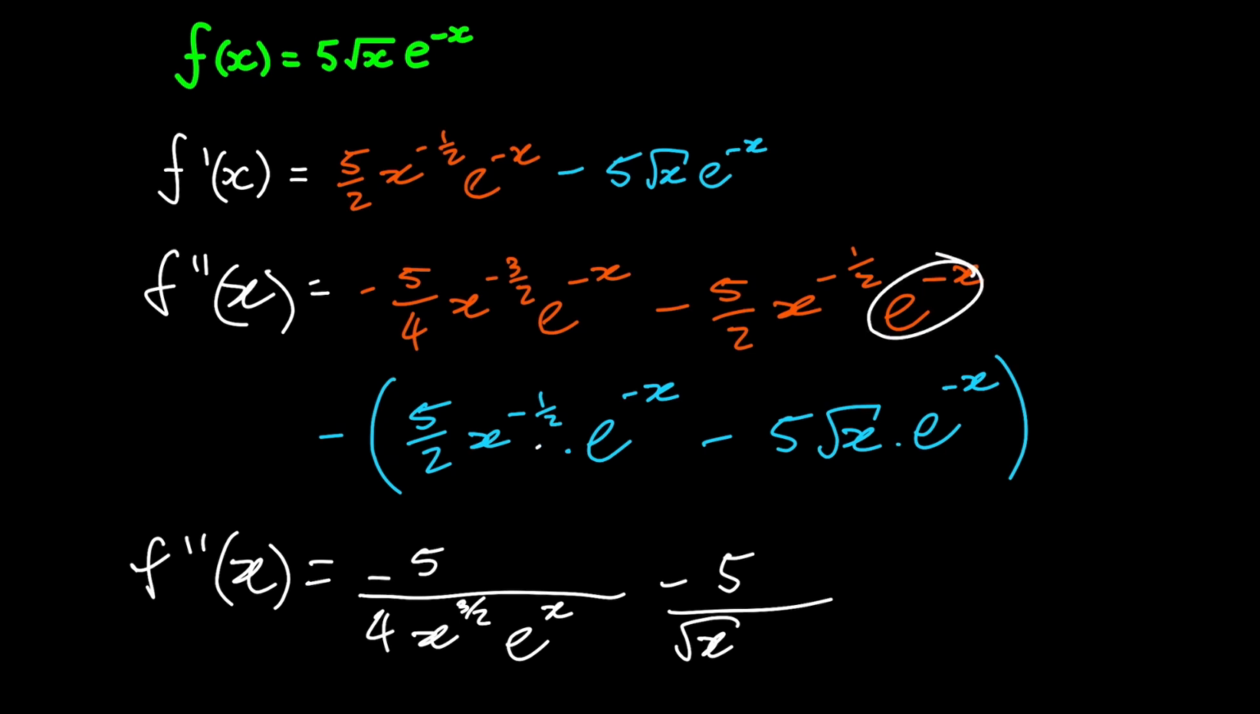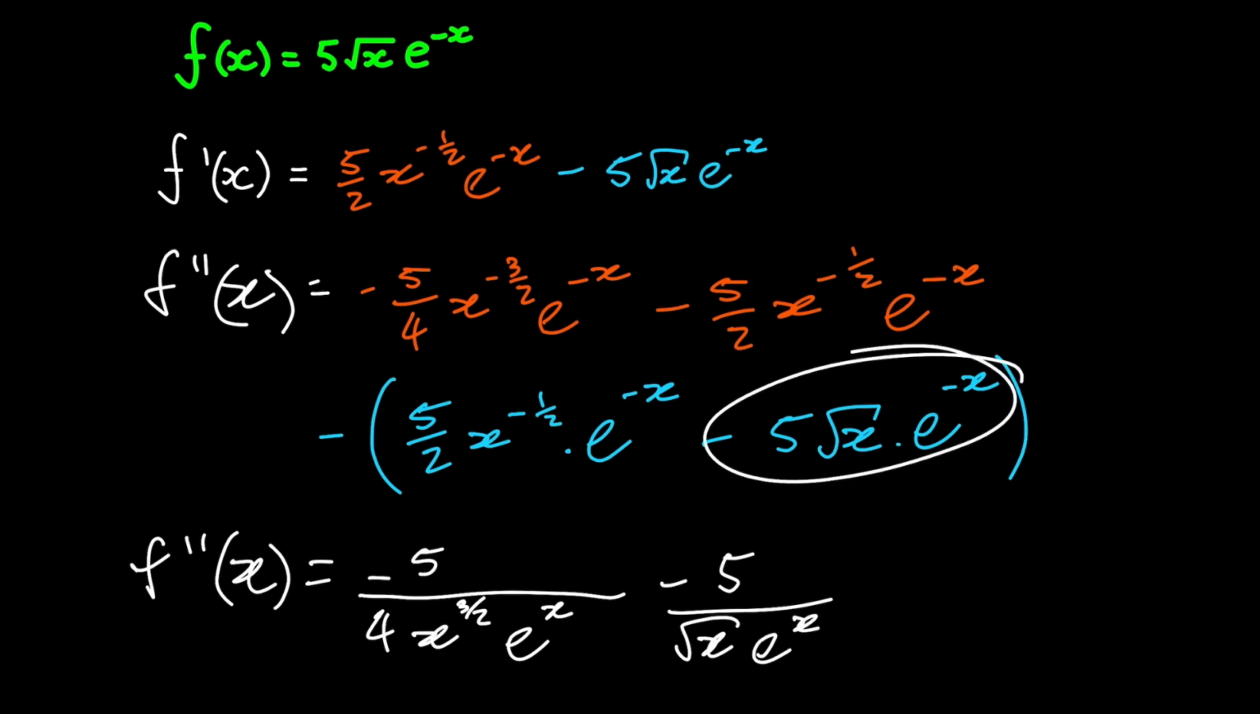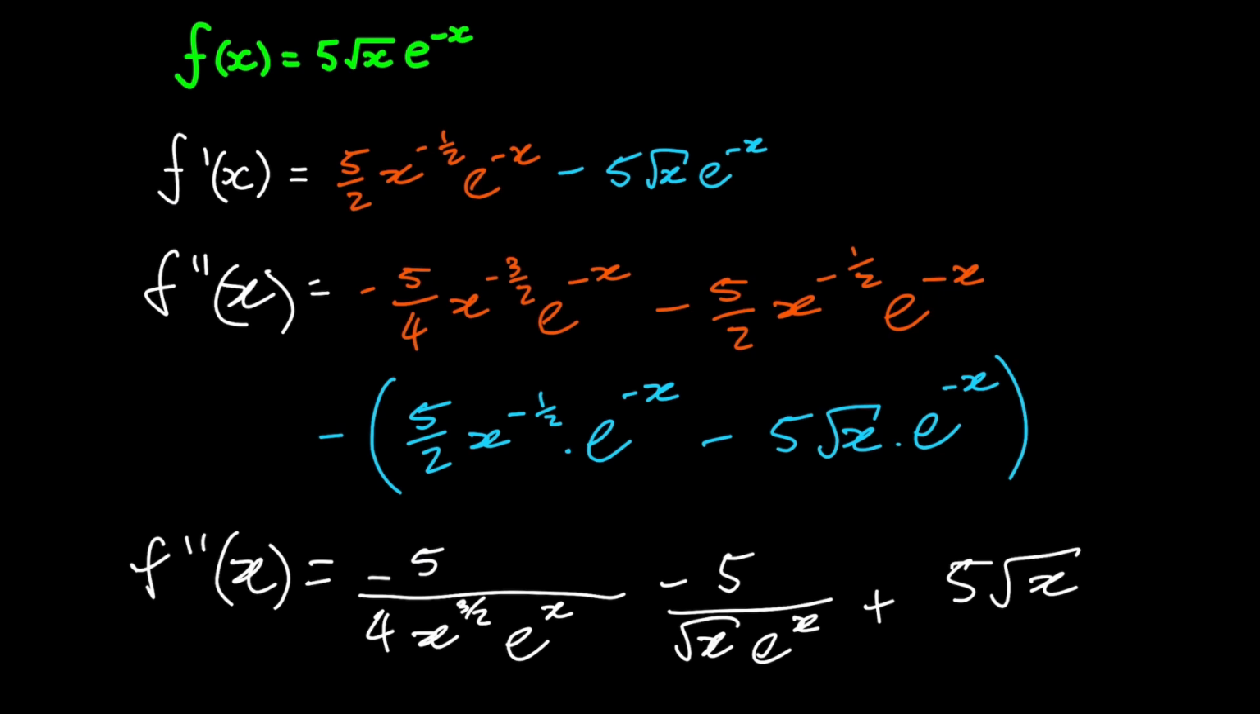And then, once again, the e to the negative x goes into the denominator as e to the power of x. Now, we simply have this term, which is going to be, we distribute the negative, and it'll be plus 5 times the square root of x over e to the power of x. And that's the second derivative solved for f.